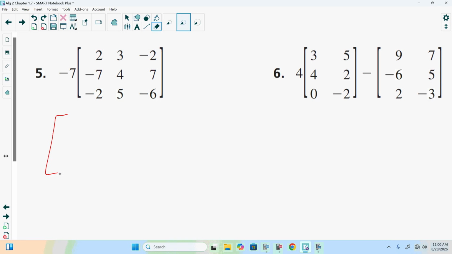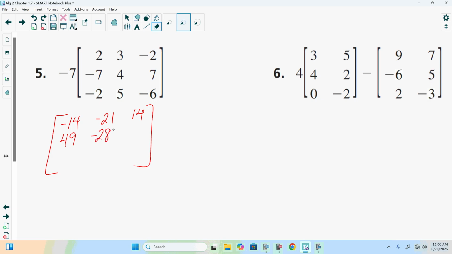Now, do we have to actually write out the times negative 7 on each one and then multiply? No. Because if we wanted to, we know we're going to multiply everything by negative 7, yes? So negative 7 times 2 is negative 14, yes? Negative 7 times 3 is negative 21. Negative 7 times negative 2 would be 14. Negative 7 times negative 7 is positive 49. Negative 7 times 4, negative 28.